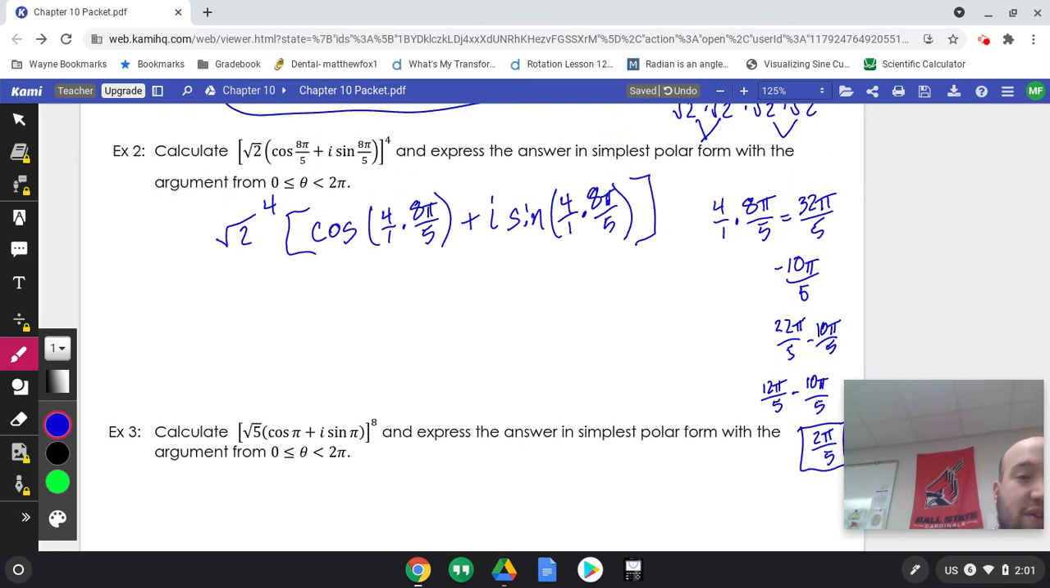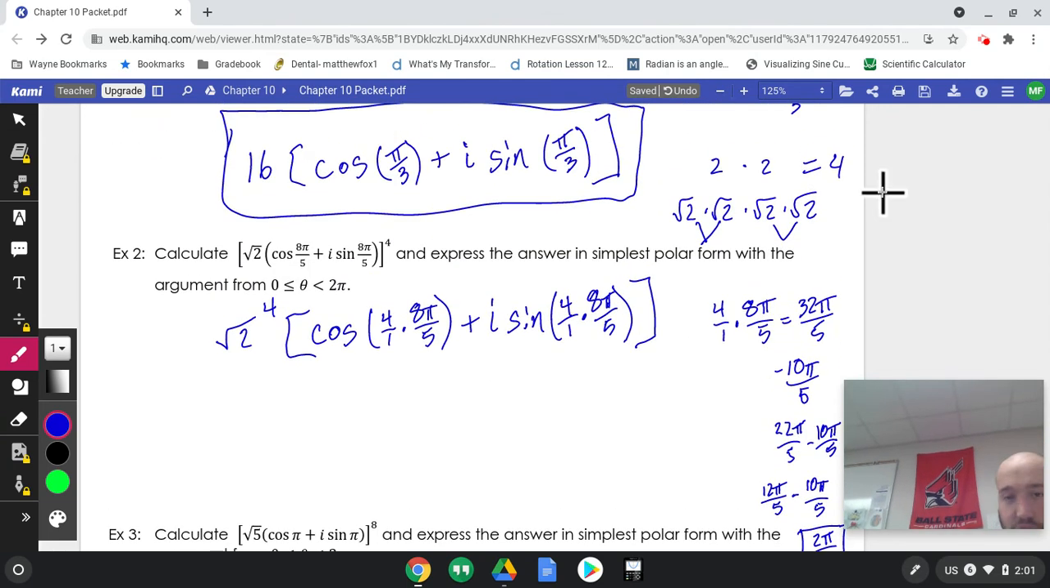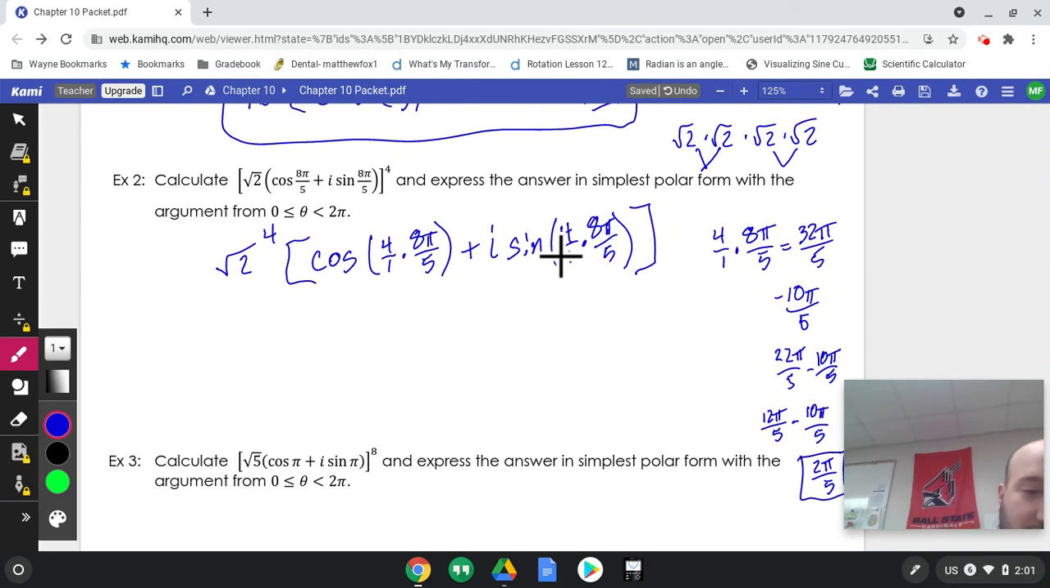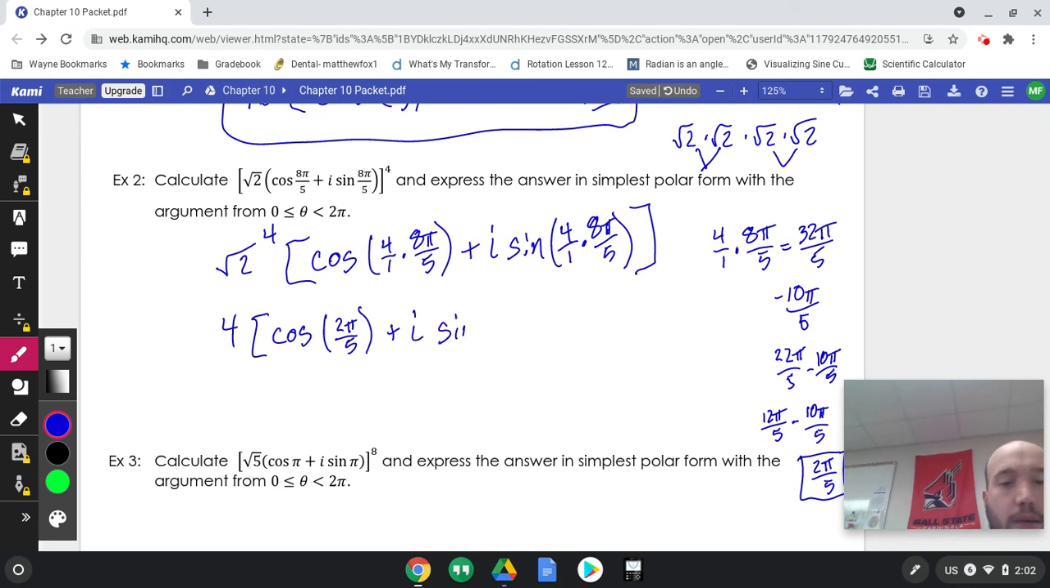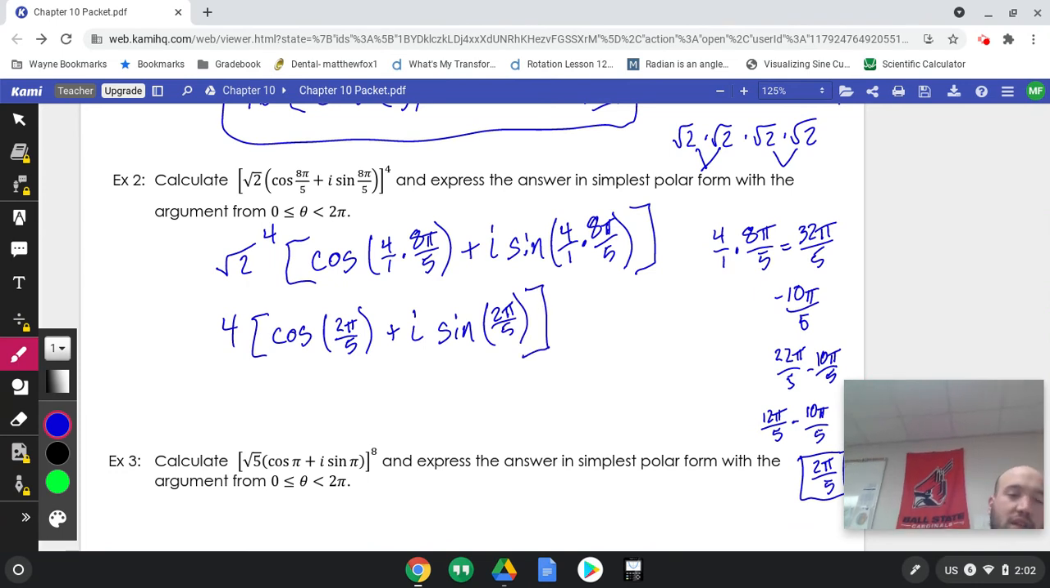So let's rewrite it. We already found up here to the right, square root of 2 to the 4th was 4. So I can rewrite this as 4, and then I'm going to have the cosine of 2 pi over 5 plus i sine 2 pi over 5. And we're done.